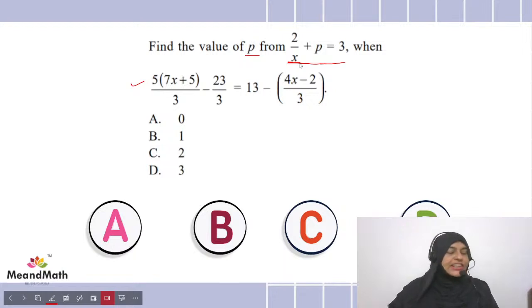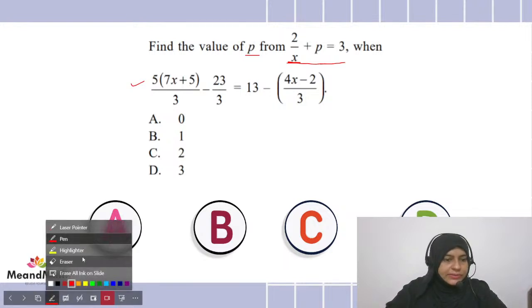The question looks typical, but it's simple. Here, first of all, you need to solve the second equation and find the value of x. After that, put that value of x in the first equation to find the value of p. Okay? Try to solve it. Solve this. Let's try to solve it.